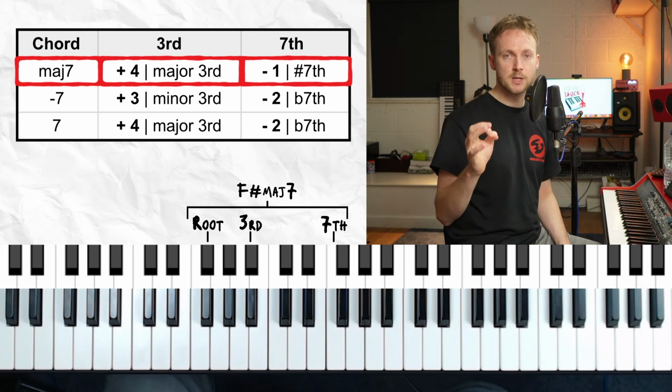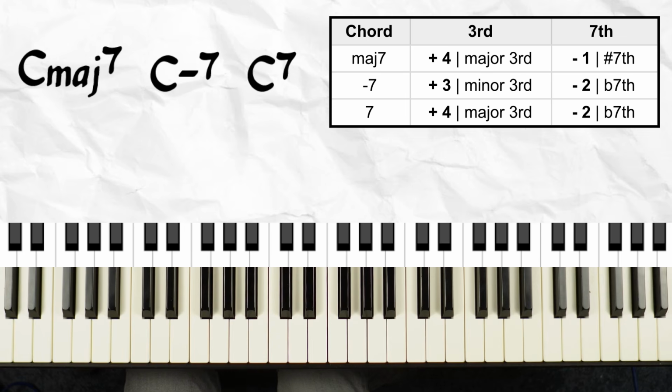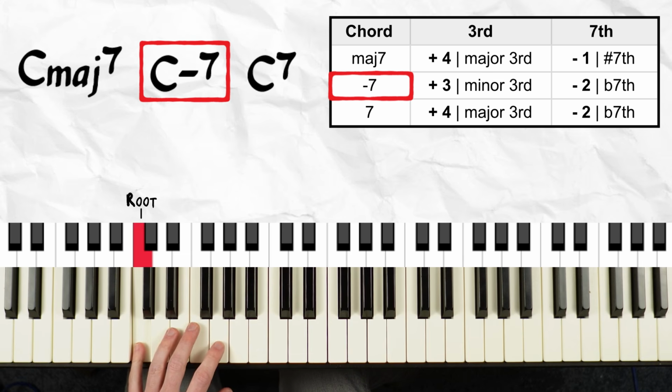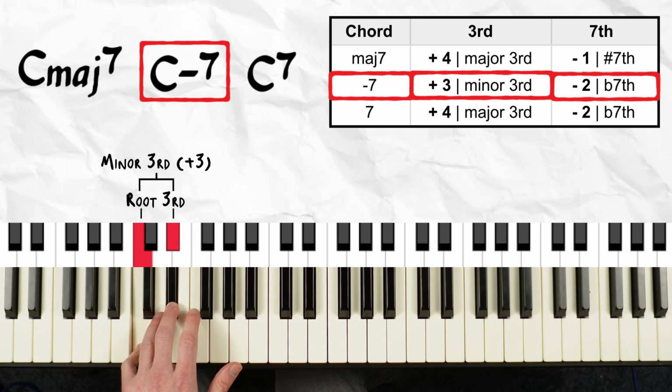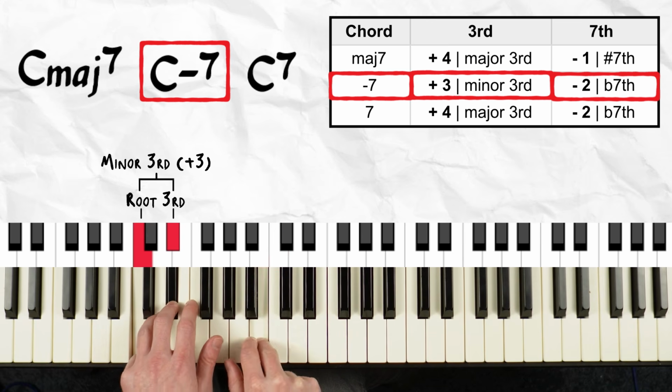Let's now do the formulas for minor 7 chords and dominant 7 chords. To find a root 3rd and 7th shell for C minor 7, we again start with the root in the pinky, and then minor 7 chords have a minor 3rd, which is 3 semitones above the root. So that's 1, 2, 3. And a flat 7th, which is 2 semitones below the root. So up to the root above and down 1, 2.